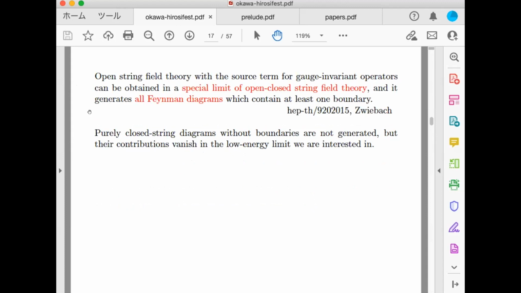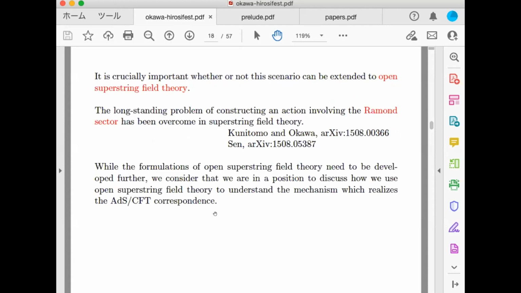Maybe the most notable part is that open string field theory with a source term for the gauge invariant operators can be obtained in a special limit of open-closed string field theory. And it generates all Feynman diagrams which contain at least one boundary. So purely closed string diagrams without any boundaries are not generated, but their contribution vanishes in the low energy limit we are interested in, so it is okay.